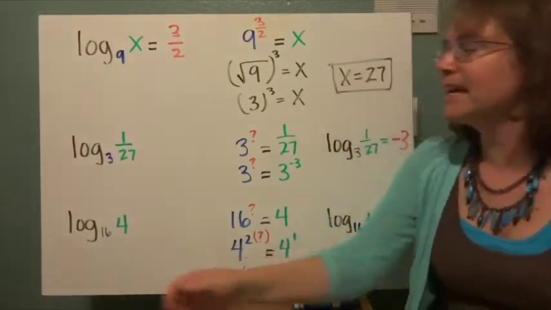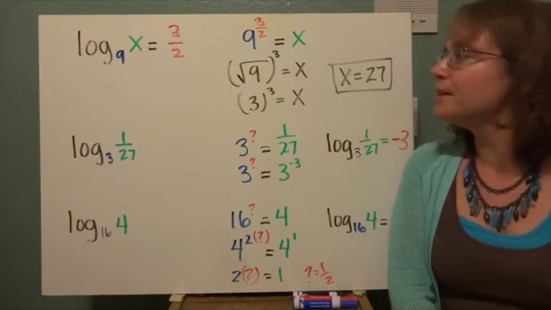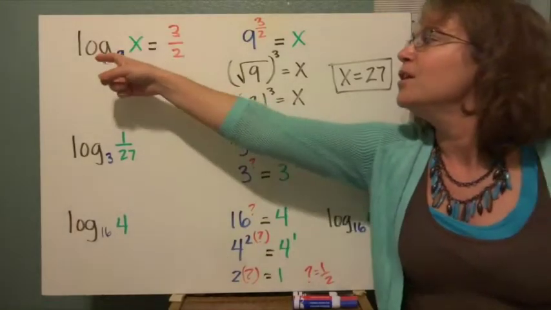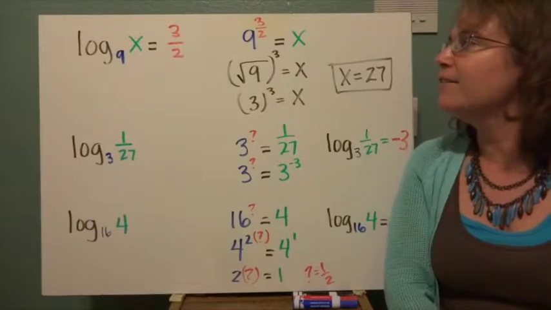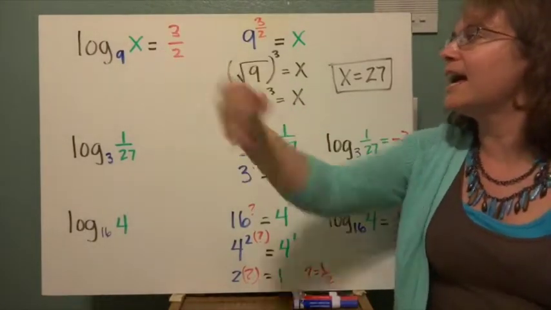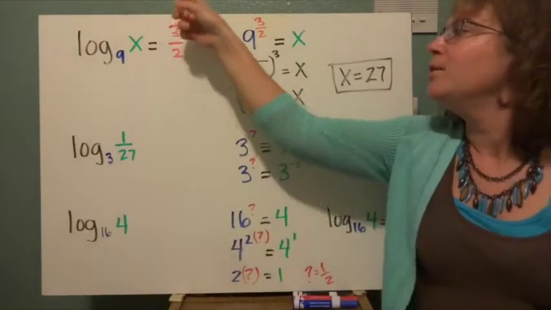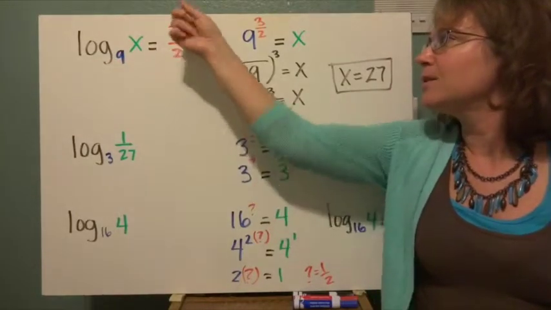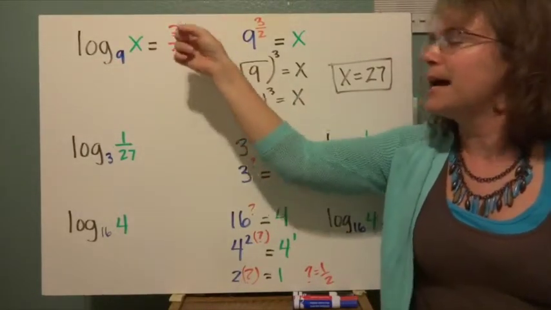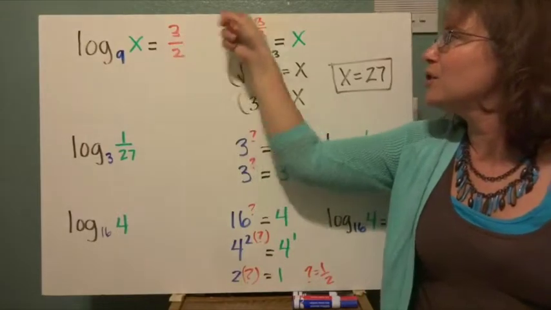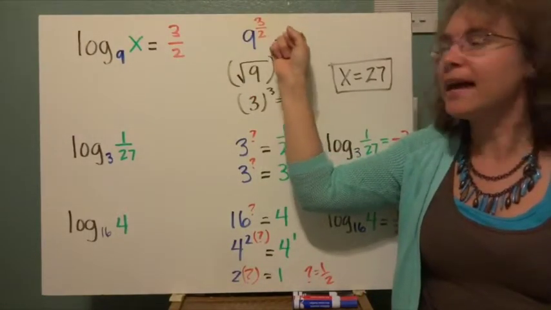So let's look at some examples of just working with logarithms and getting a little bit more comfortable. Here I have log base 9 of x is equal to 3/2. Well, that's a fraction. Remember, when I have a logarithm and it's equal to something, this is going to be my power. So I have 9 to the 3/2 power equaling x.